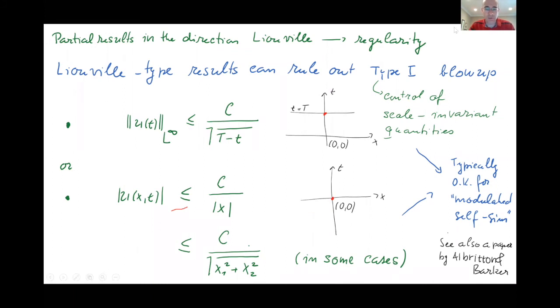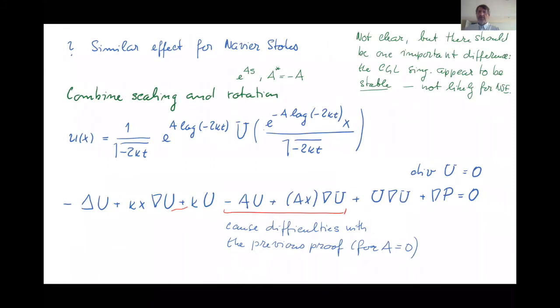So let me ask a couple of questions. First of all, your results were mostly about R3. So what about other dimensions? Higher dimensions. I think the Liouville theorem for self-similar solutions, the one where you rule out self-similar solutions, the proof of Tai-Peng Tsai, I think that one generalizes to higher dimensions.